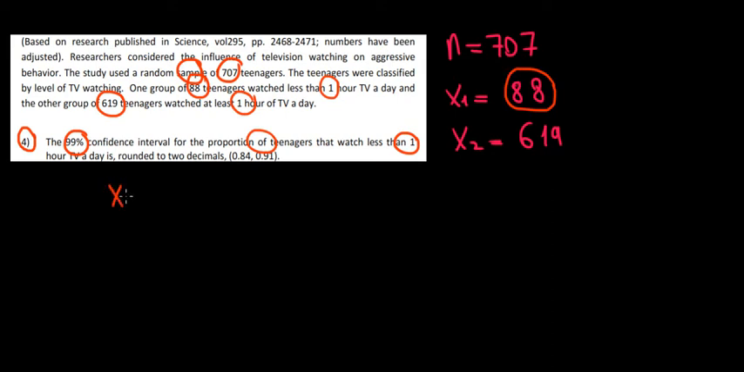Let's see what ratio that is. X1 is going to be 88. Sorry, not X1, but P1. The proportion of the first group that we're estimating based on the sample, this is sample data, is going to be 88 out of 707. That's equal to 12.4%, which is the same as 0.124.